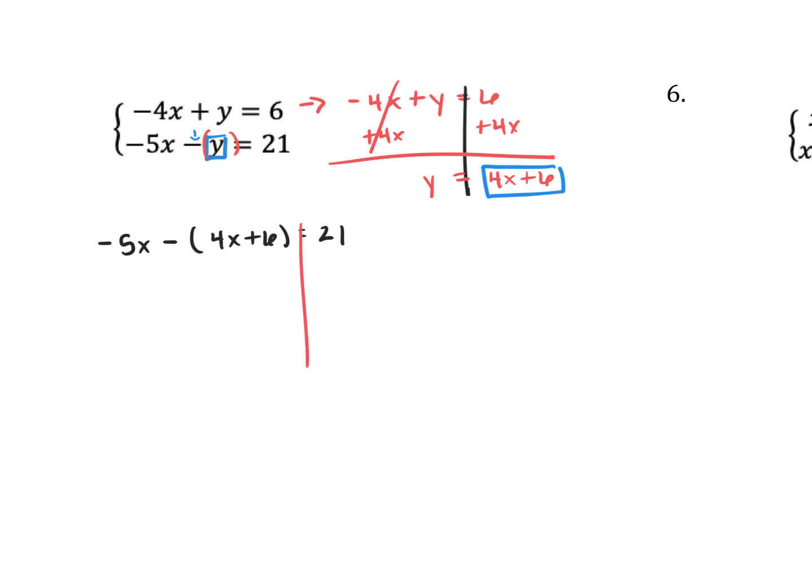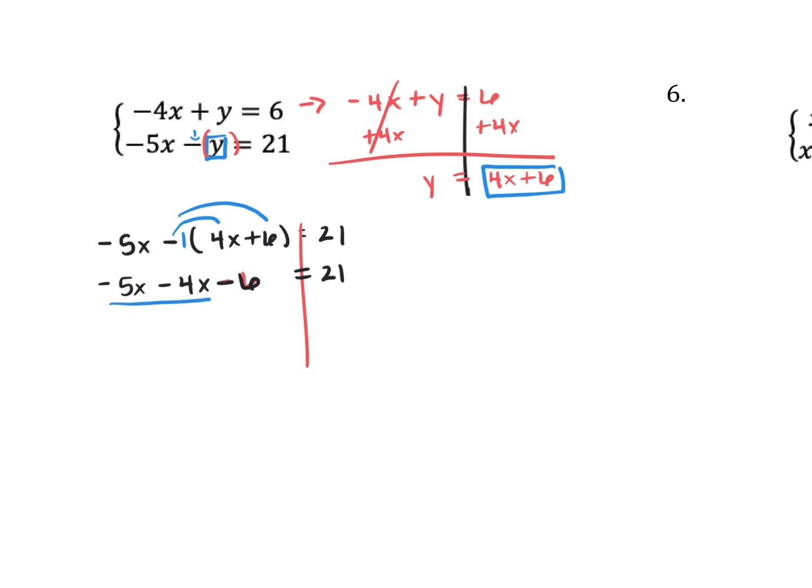Okay, so now let's look. That -5x is still going to stay a -5x. Because I have a negative in front of my parentheses, that's like a -1. So I have to distribute that -1 to each of those pieces. So if I take -1 times 4, that's going to give me a -4x. And now I have to distribute that -1 to that 6, which is going to give me a -6. And then I still have equals 21.